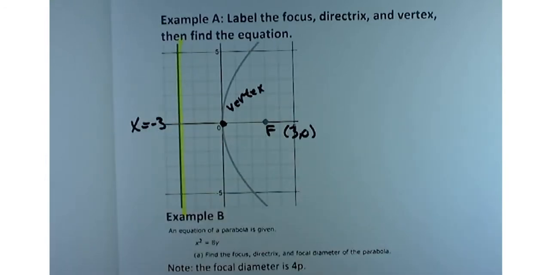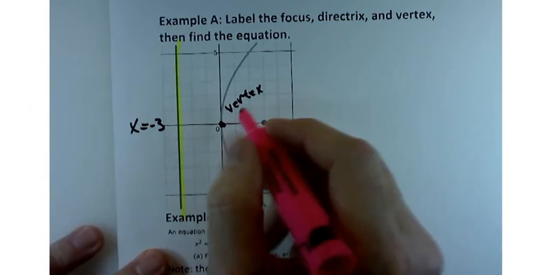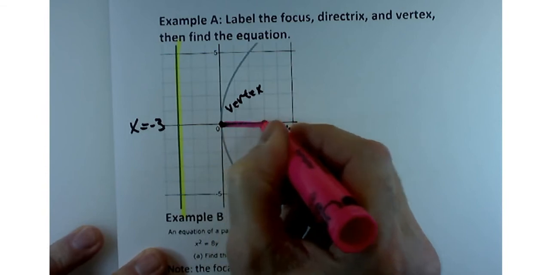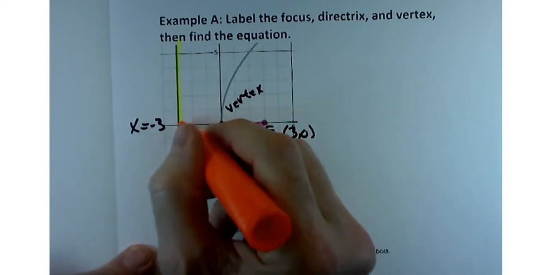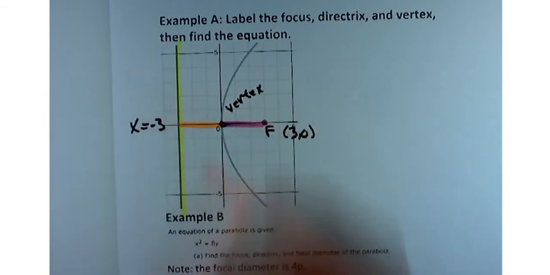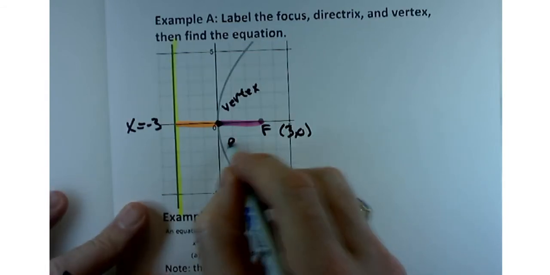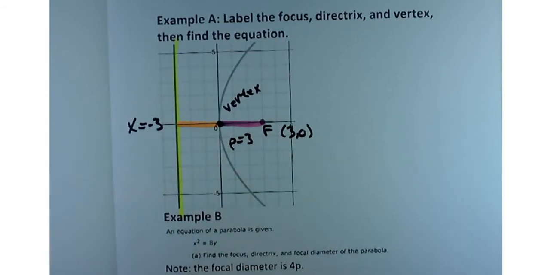Now that distance between the focus and the vertex right here, or between the vertex and the directrix here, is the same. It's 3. And that's telling me what p has to be. So p equals 3. And that's really enough to help me figure out what the equation of this thing is.